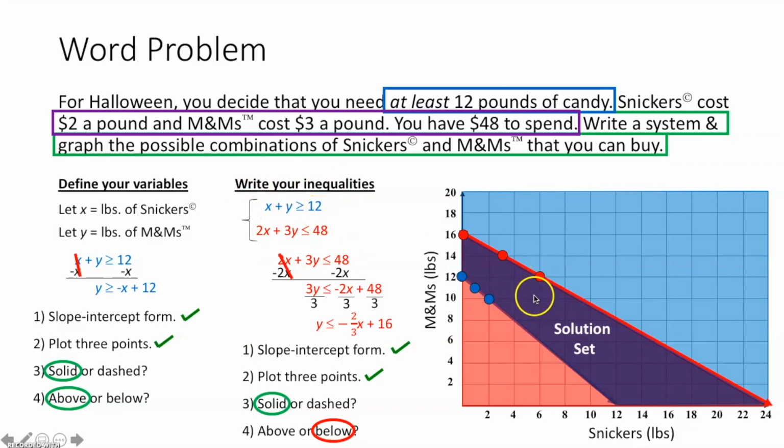What that means is that you could pick any point in here. Let's say 6, 10. What does that mean? That means 6 pounds of Snickers and 10 pounds of M&Ms would satisfy your linear inequality. That means you would get at least 12 pounds of candy and you would spend less than $48. That's what any point in this region and on these lines, because they're solid lines, would be: a solution to your system of linear inequalities.